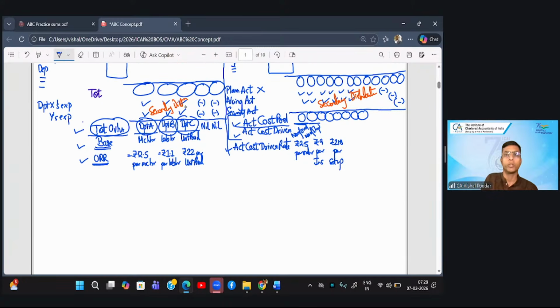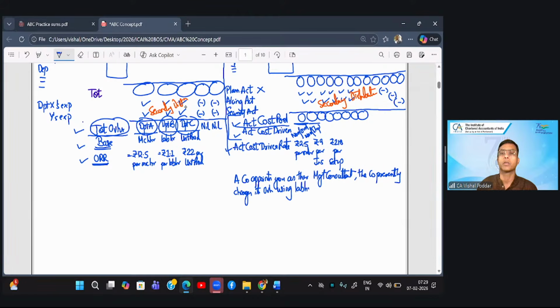Now in your question, the data that would be given would be like this. A company appoints you as their management consultant. The company presently charges its overheads using labor hours. Prepare cost sheet under present and ABC from the following data. So the question would be something like this.